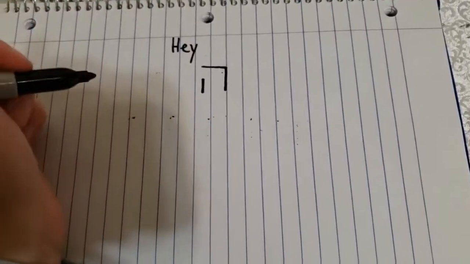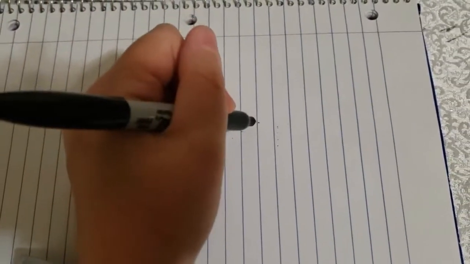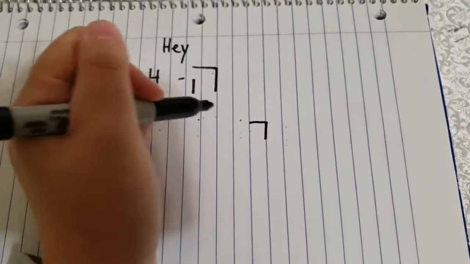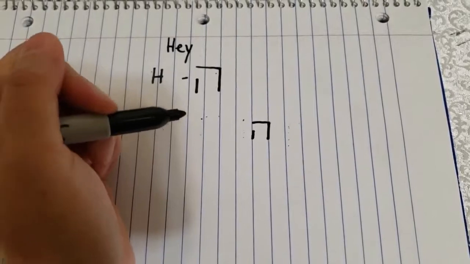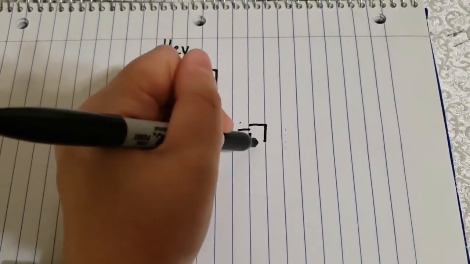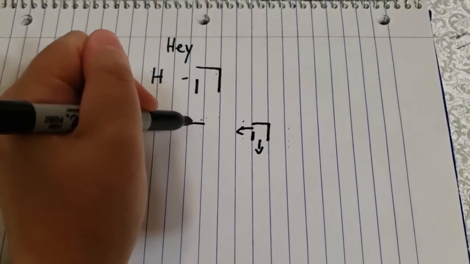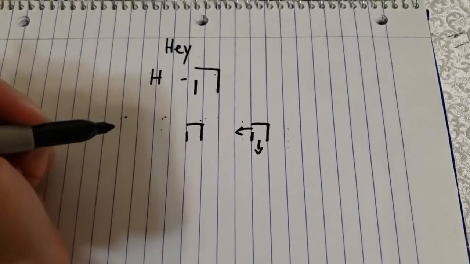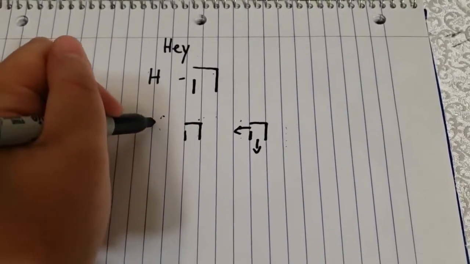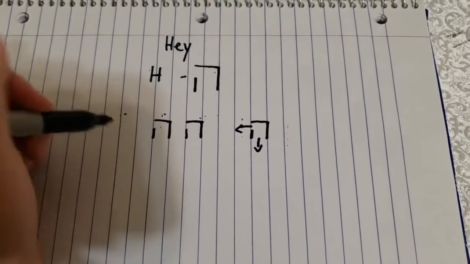The way we pronounce this is Hey. You make half a square again, and then you make a line. Notice that we have a gap here and a gap here. This has to be open. So again, beginning of a square and then a line. Beginning of a square and then a line.